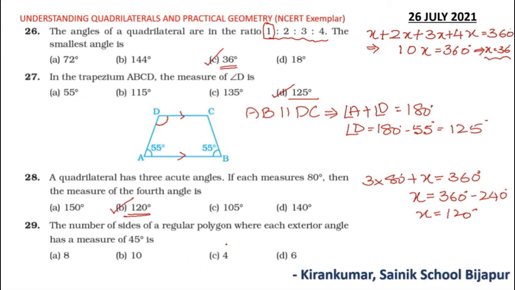Question 29. The number of sides of a regular polygon where each exterior angle has a measure of 45 degree. We all know that the sum of all the exterior angles is 360 and the measure of one of the exterior angles is 45. So we can divide, and we get the number of sides. So the number of sides here is 8. Option A is the right answer.